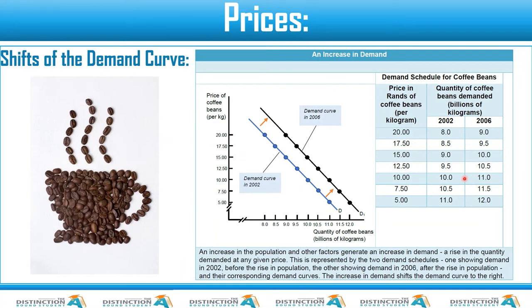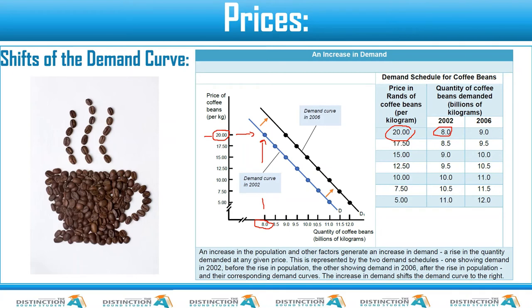Like, we defined a demand curve as a graphical representation of a demand schedule. Okay, so this is the one that we had in 2002, or in the previous lesson. So this is the demand curve for 2002, and these numbers are coming from this one. Like I did, let me show you. Okay, so we have 20 rand, which is this 20 rand here. And at 20 rand, how many? 8 billion kgs, and which is here. See, 8 billion kgs. Okay, so you can see that this goes along with that, and this is the price.